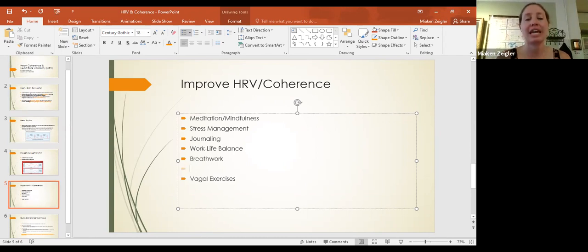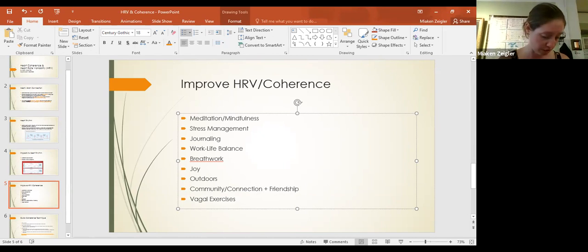Are you playing in your world? Are you doing things that elicit those positive emotions? So I'll say joy, but that can be play, fun, celebration, laughter. Are you getting reconnected to the outdoors? I also have community and connection, friendship. All of those contribute to a healthy and improved heart rate variability, improved coherence in your world.